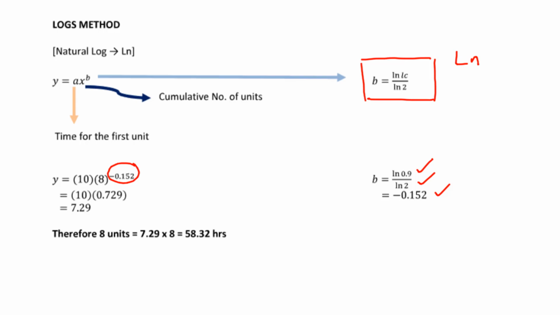Notice what happens. The time for the first unit was 10, and look what we get to. We get to 7.29. So what does y actually represent? Y represents the average time for the first 8 units. And there's the 7.29.